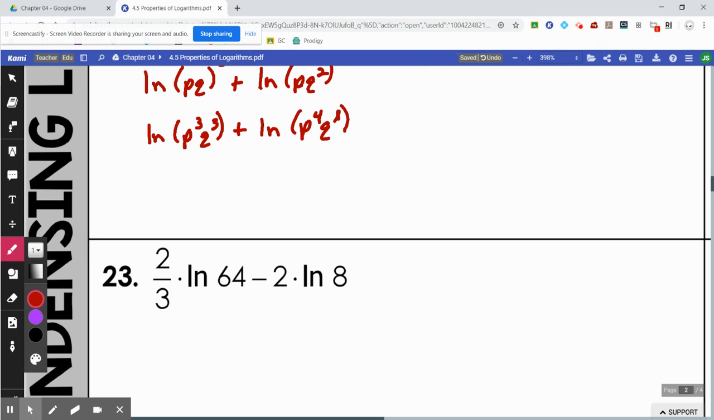Now to combine these, we're going to combine them by using the product rule that says if you have a log plus a log, you can combine the arguments by multiplying. So let's count our p's. You have 3 here times 4 more, that'd be p to the 7th. 3 q's and 8 q's gives me q to the 11th.